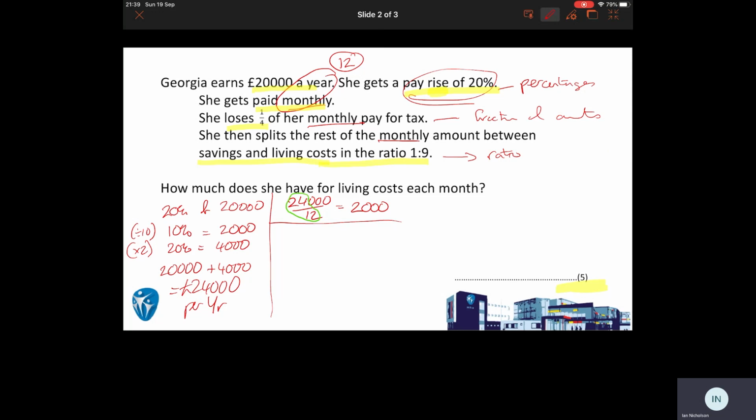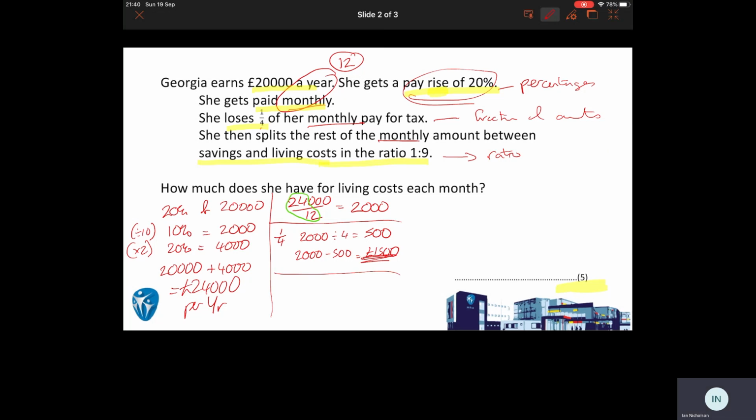So now we need to deal with the tax. She loses a quarter. A quarter is divided by 4. So 2,000 divided by 4 eventually will get you 500. But she loses that to the tax man. So 2,000 take away 500 is £1,500. So that's how much she's got after tax.